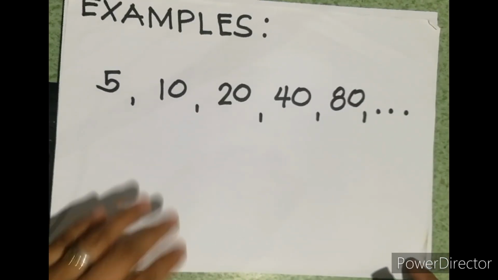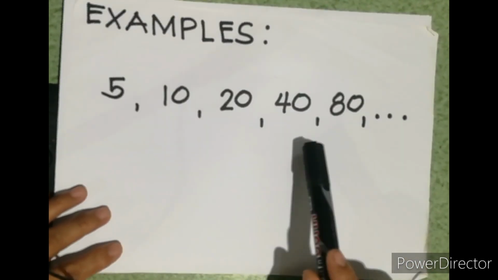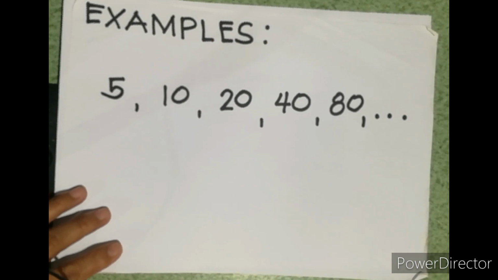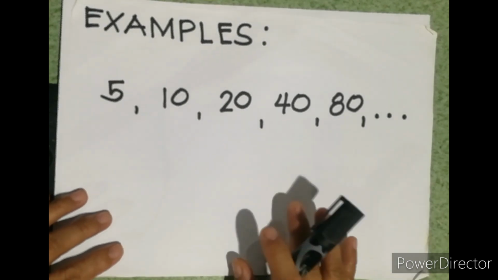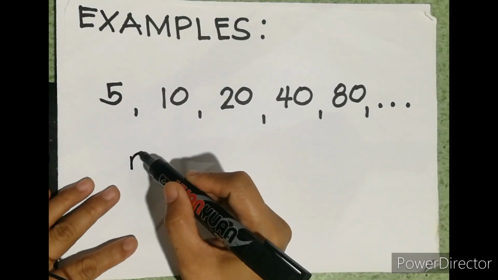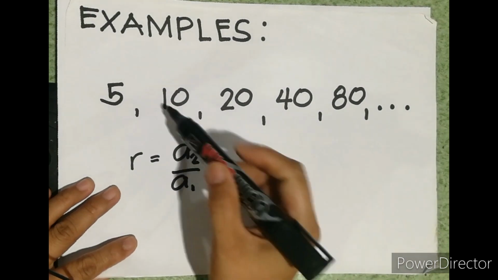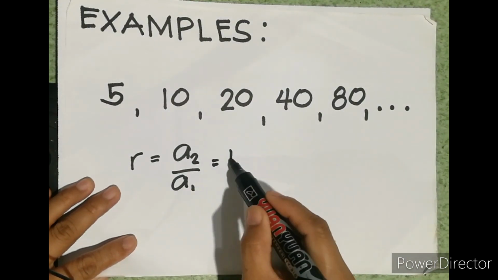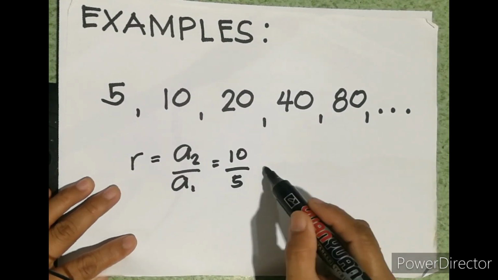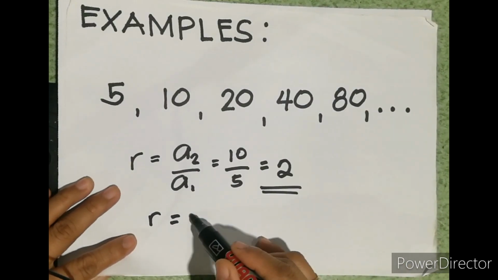So, example number 1, we have this set of ordered numbers here: 5, 10, 20, 40, and 80. Gusto natin pangitaon ang aton nga common ratio. Para makuha mo ang common ratio, simple lang siya: a sub 2 over a sub 1. So, what is your second term? Is 10, and the first term is 5. So, 10 divided by 5 is 2. So, your common ratio is 2.